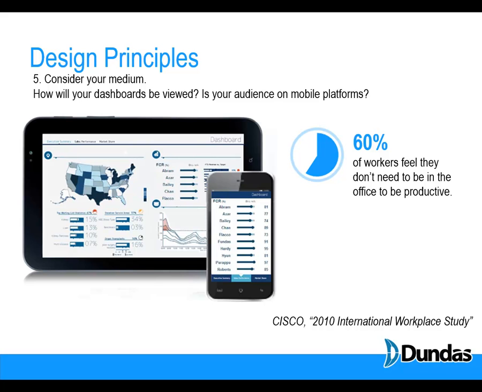Cisco completed a survey, and this is 3 years old. This is getting pretty stale at this point. But even at that time, 60% of workers felt that they didn't need to be in the office to be productive. And I know feeling productive and being productive may be different, but the point at least stands that users fully expect to be able to do their work and consume their reports on their mobile devices. And at least in our platform, it's really easy to enable them to do that. But I think you should think specifically about your mobile users while you're doing design.